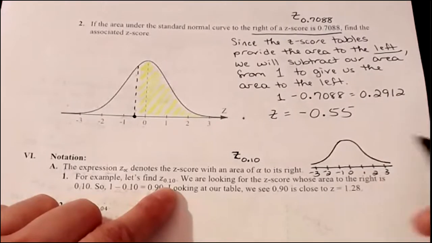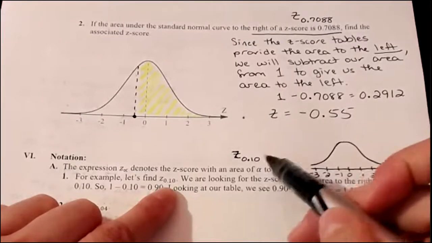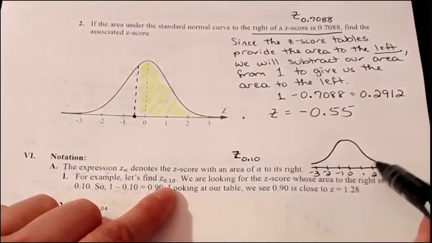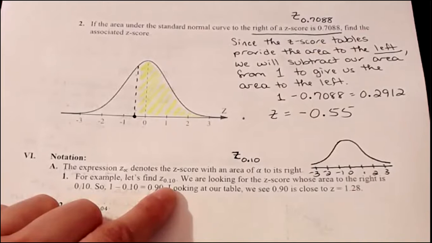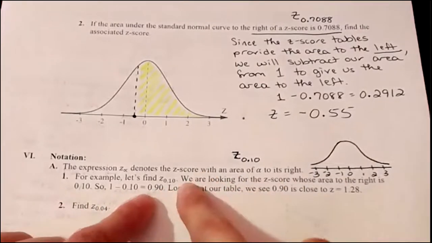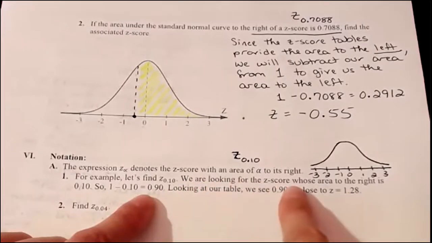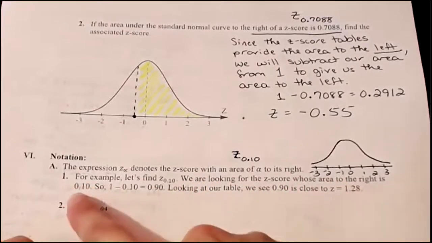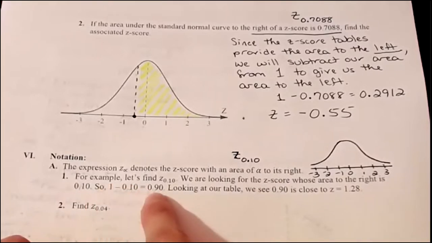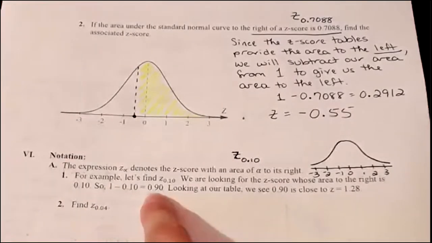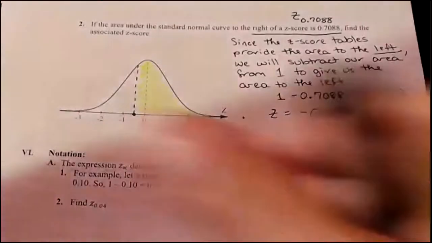Possibly. So what we're going to say to ourselves is, if the area to the right is 10%, then the area to the left is 90%, so 0.90. Notice that I've written this out. We are looking for the z-score whose area to the right is 0.10. So just like Kelly suggested for number 2, we're going to subtract that from 1 and then look at the table. So 0.90.